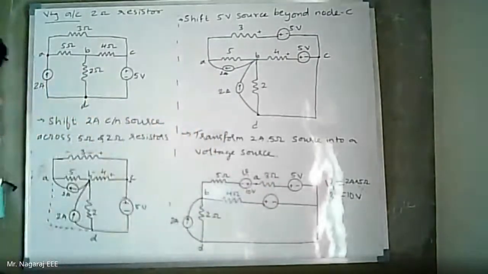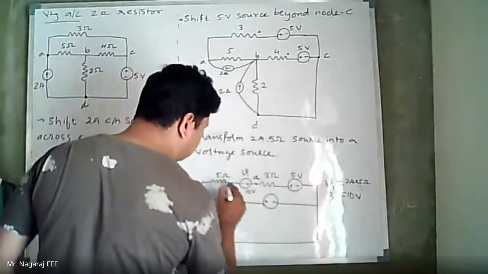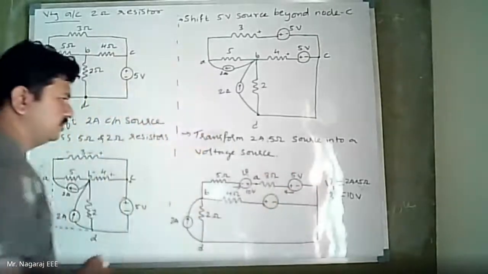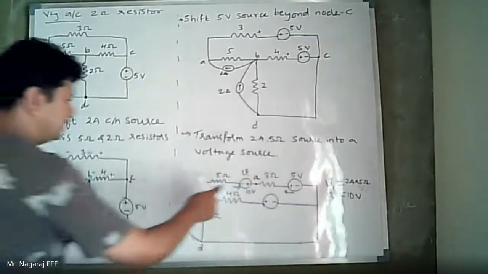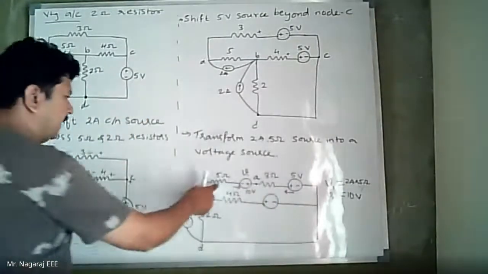Now I have two voltage sources in the same branch connected in series, but opposing each other. Now the direction of the 10 volt is like this, and the direction of the 5 volt is like this. So the equivalent voltage in this branch is 10 volt minus 5 volt, and the resistance is 5 ohm plus 3 ohm.